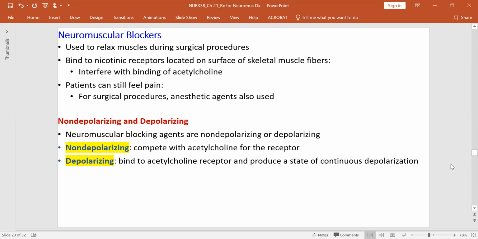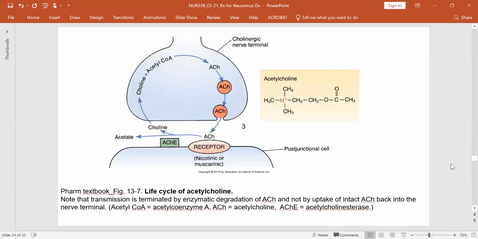So we have two groups. One is the non-depolarizing muscle blockers, and the other group of muscle relaxants is the depolarizing neuromuscular blocking agents. So, depolarizing versus non-depolarizing. The depolarizing agents bind to the acetylcholine receptor and produce a state of continuous depolarization to cause total skeletal muscle paralysis.